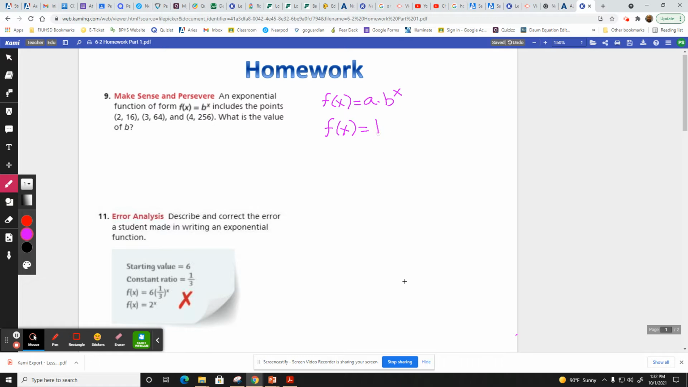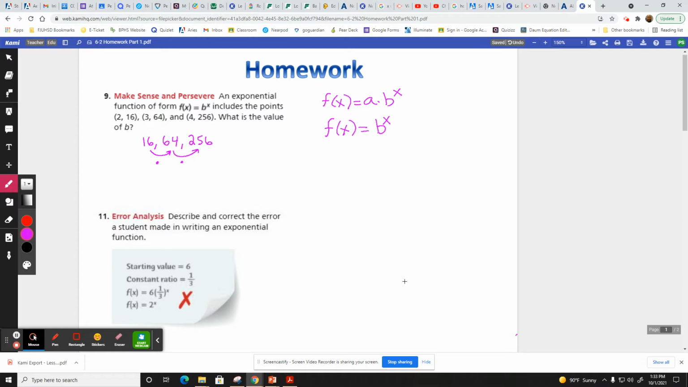And remember, we learned the other day that the b value is just a common ratio. So basically what you're doing is looking at the outputs for these consecutive numbers, 2, 3, 4. Let's look at the outputs: 16, 64, and 256. What is it that we're doing to get from one to the other? We know it's exponential, so what are we multiplying by from 16 to 64 to 256?